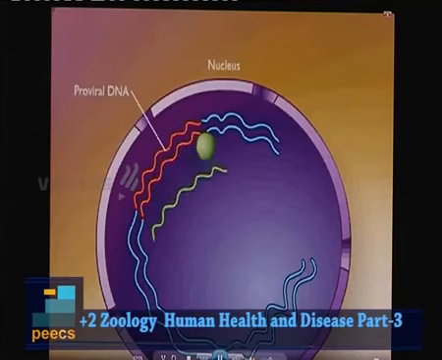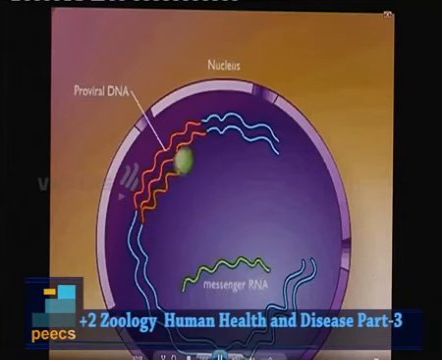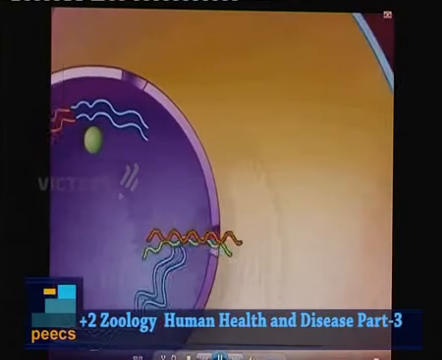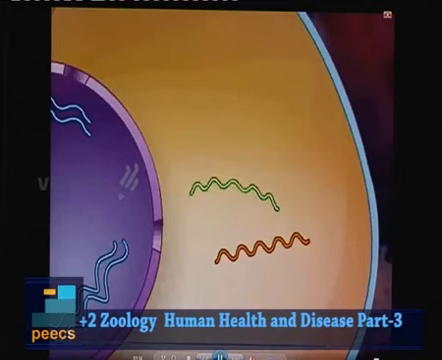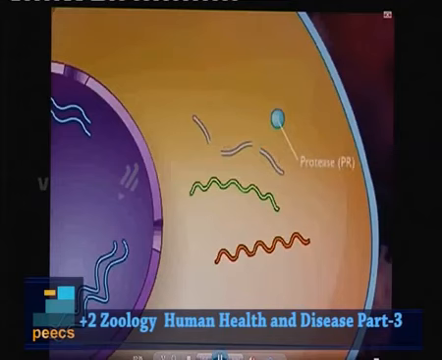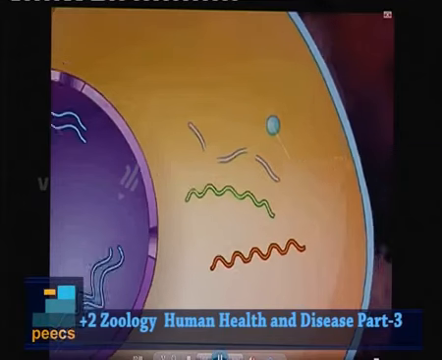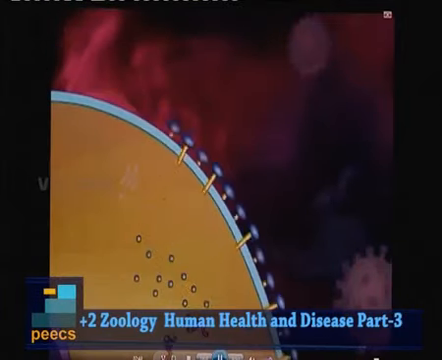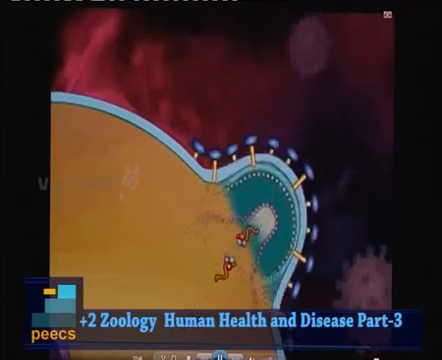Yes, now new RNA is formed, that is the messenger RNA, and also there is a viral RNA. These two RNAs are coming out. The viral RNA will be used as the genetic material, and that messenger RNA, you can see it over here, is used for formation of the protein code. Protease is involved in maturation of this HIV.